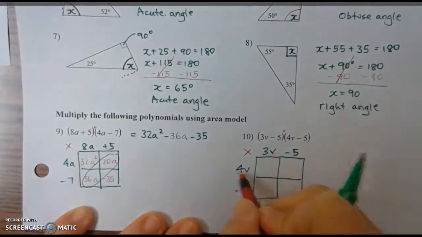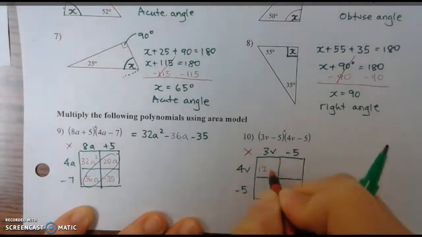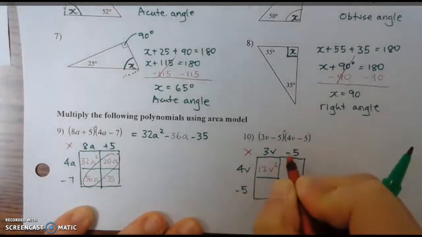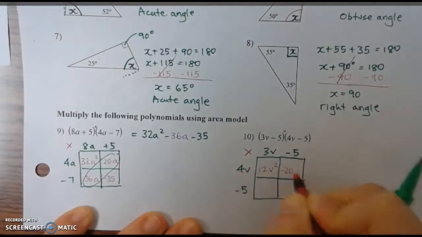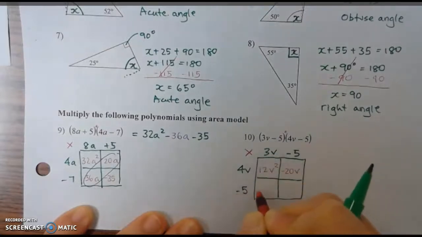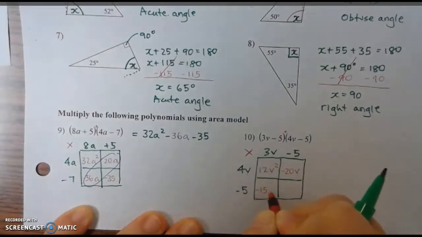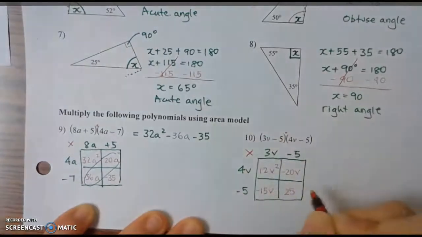So 3v times 4v. 3 times 4 is 12. v times v is v squared. Negative 5 times 4 is negative 20, times v is negative 20v. 3 times negative 5 is negative 15 times v, and negative 5 times negative 5 is positive 25. Remember, negative times negative is positive.